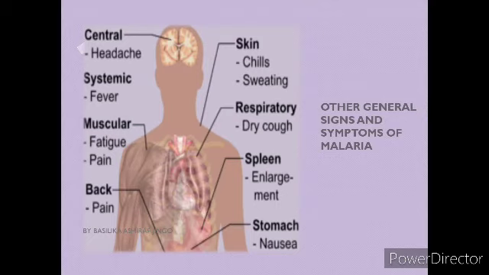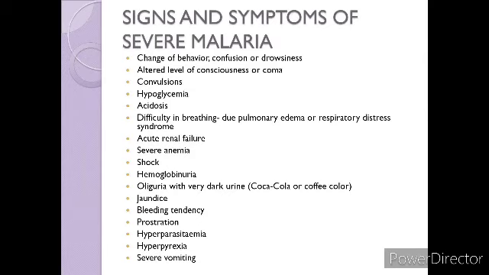Why do we have cough? Remember we talked about the merozoites moving when the hepatocytes burst. Some go to the respiratory tract within the lungs. Then we have spleen enlargement, which is called splenomegaly. Then in the stomach we have nausea, which is the urge, feeling like to vomit.